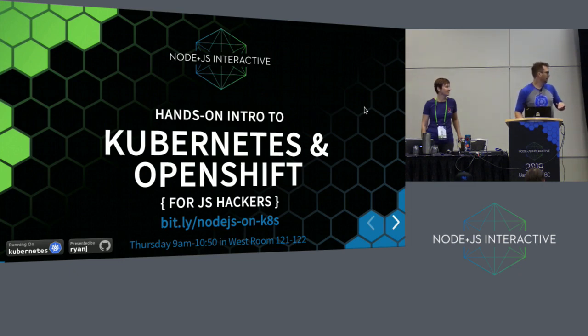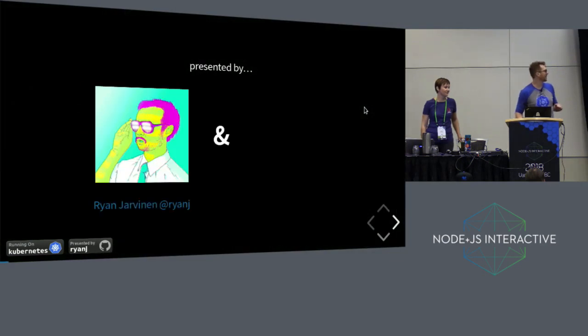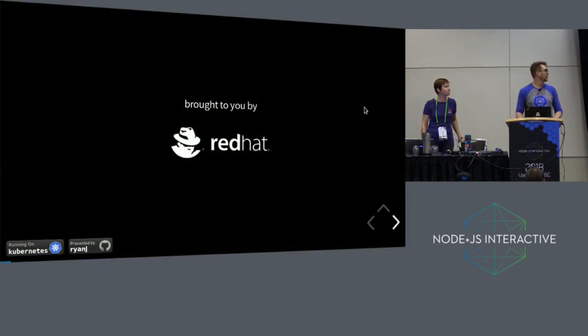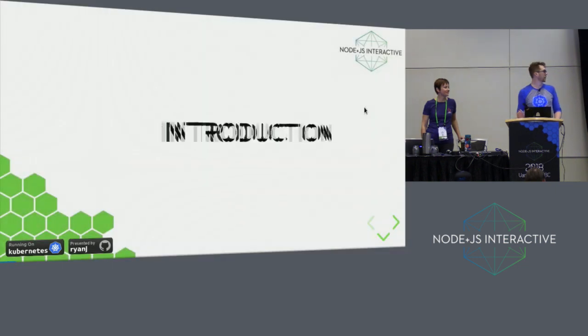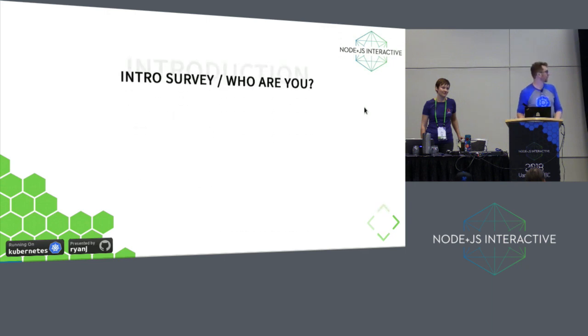Thursday, 9 a.m. This is the anti-serverless talk, basically. So I'm Ryan Jarvinen. This is what my avatar looks like online. You can find me most places as Ryan J on GitHub, Twitter, IRC, most places. I have with me today Jan Kleinert. Hi, Jan. We're both developer advocates at Red Hat. And we're very excited to introduce Kubernetes to this particular crowd.